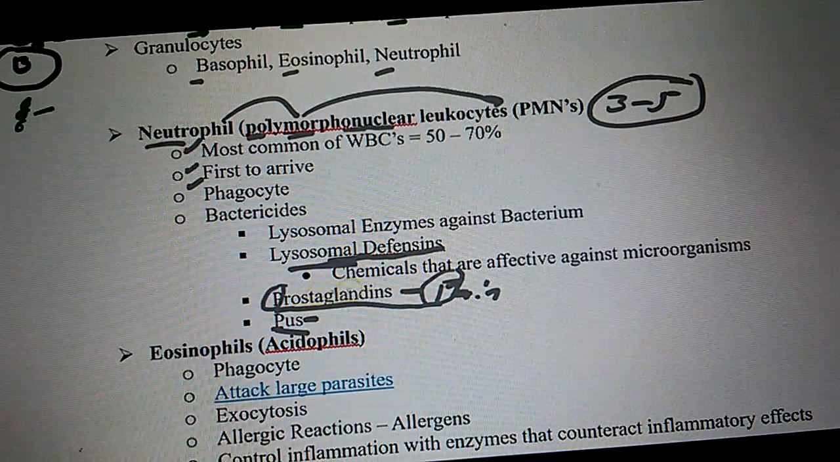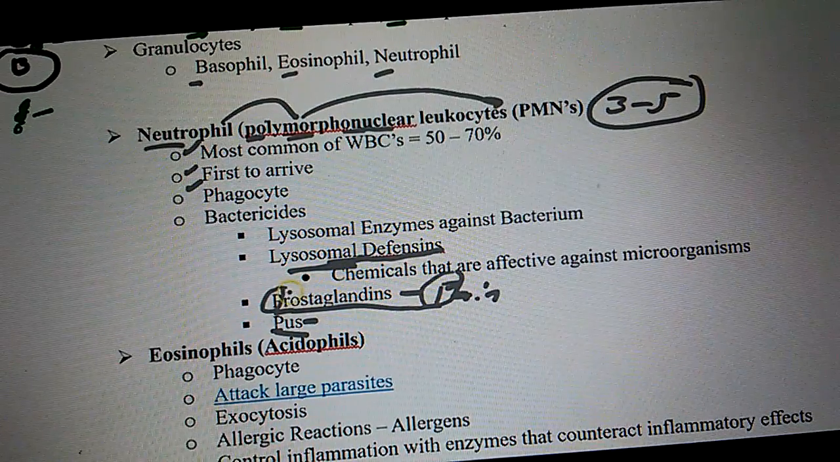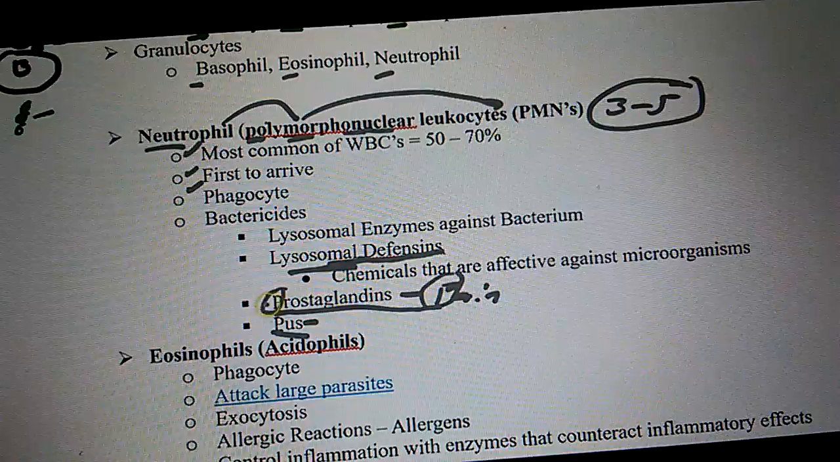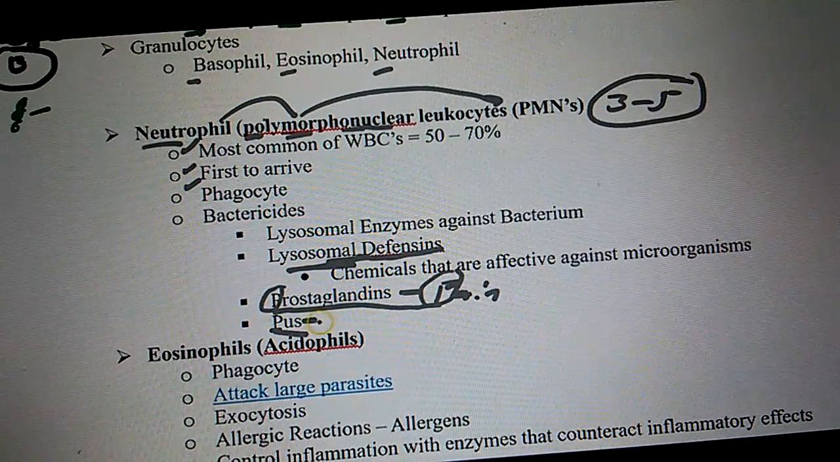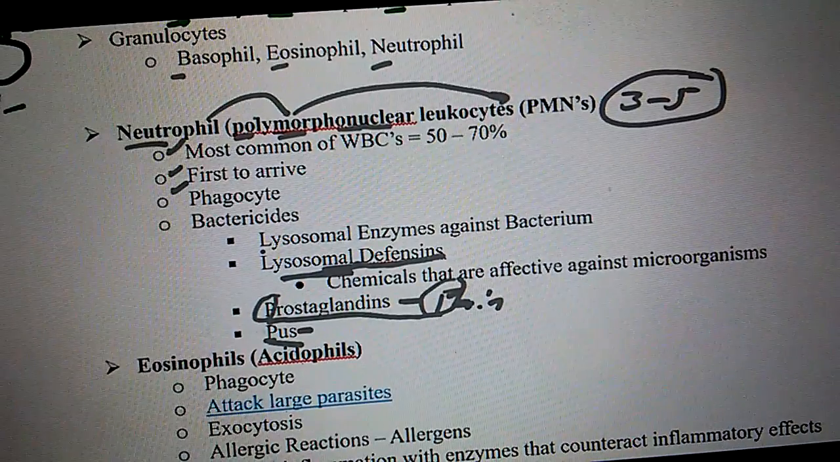What do prostaglandins indicate? Pain. What's responsible for pain? Prostaglandins. Do neutrophils release prostaglandins? Yes. What are dead and dying neutrophils? Pus. What's the first to arrive at the site of an infection? Neutrophil.